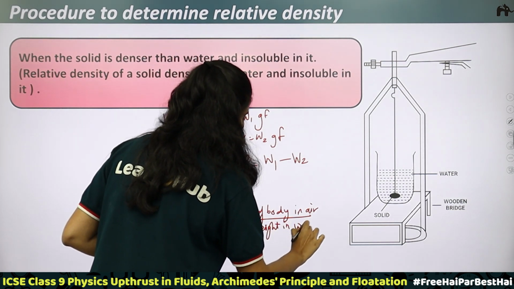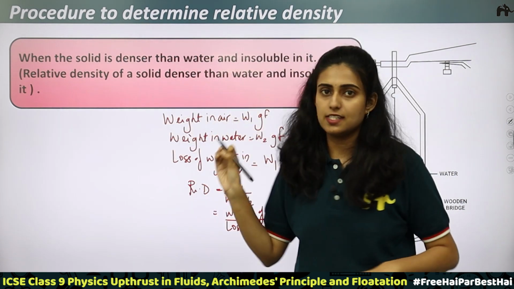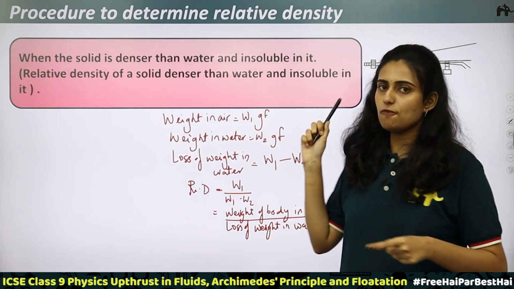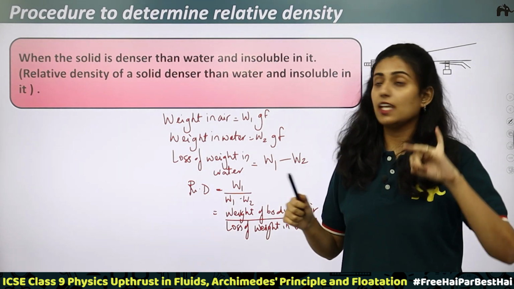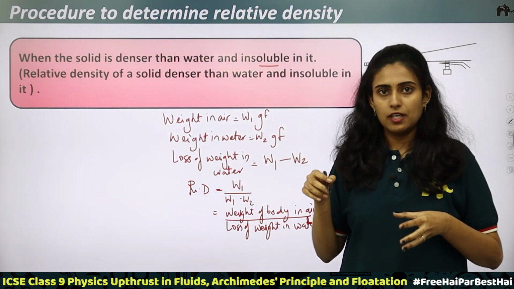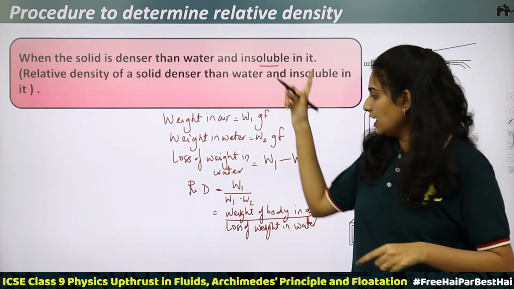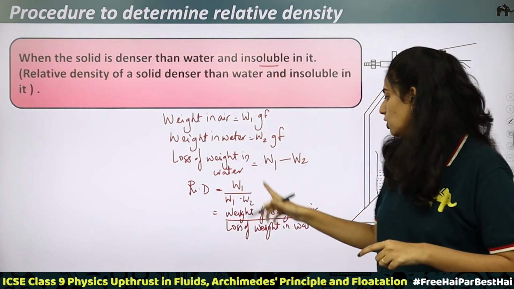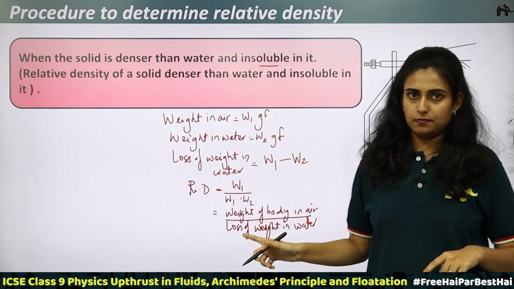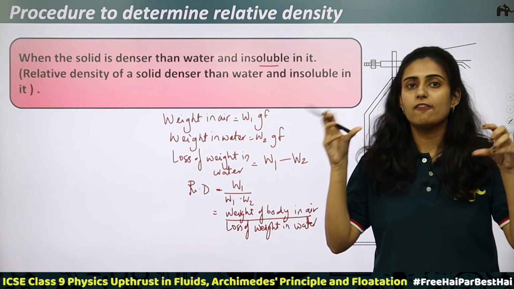So here the solid that is taken has a density greater than the density of water. That is one point. Second, it is insoluble in it. When you take salt, salt is soluble. Here the solid that is taken is insoluble. In that case, relative density is equal to weight of body in air divided by loss of weight in water. How to find loss of weight? Weight in air minus weight in water.